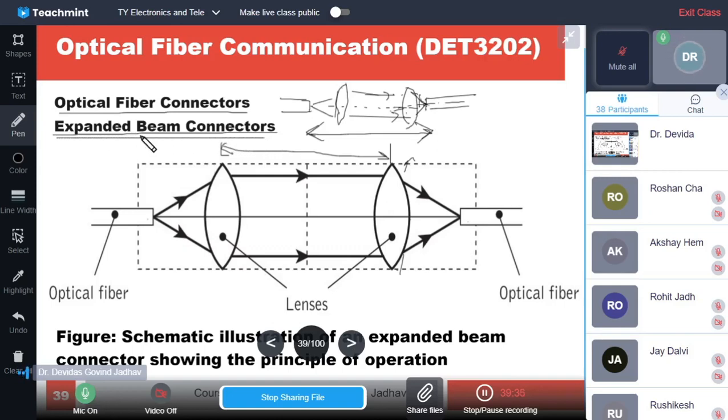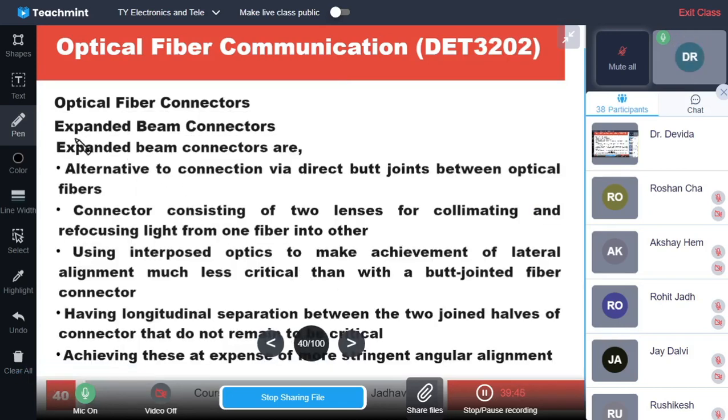So these are the optical connectors, expanded beam connectors. They expand the beam and make the beam parallel, and then that beam is focused on the focal point to couple into the second fiber. These connectors are an alternative to the connection via direct butt joint between the optical fibers. Optical fibers are not directly butt jointed. They are separated away from each other.